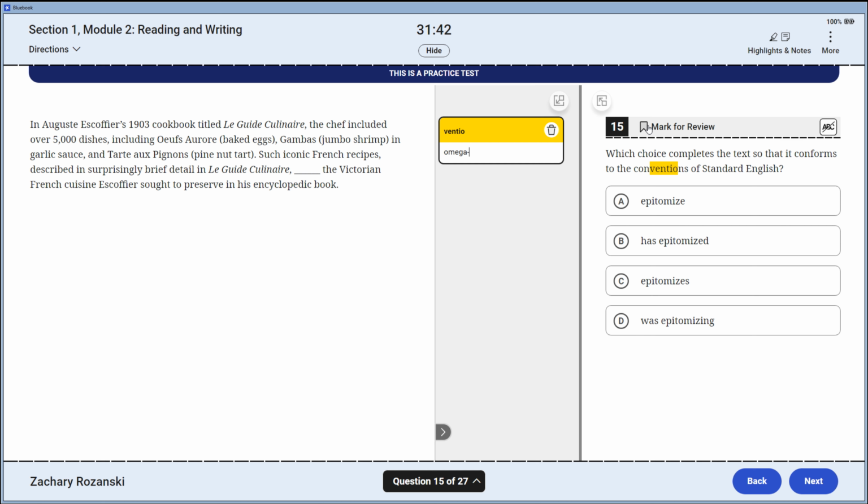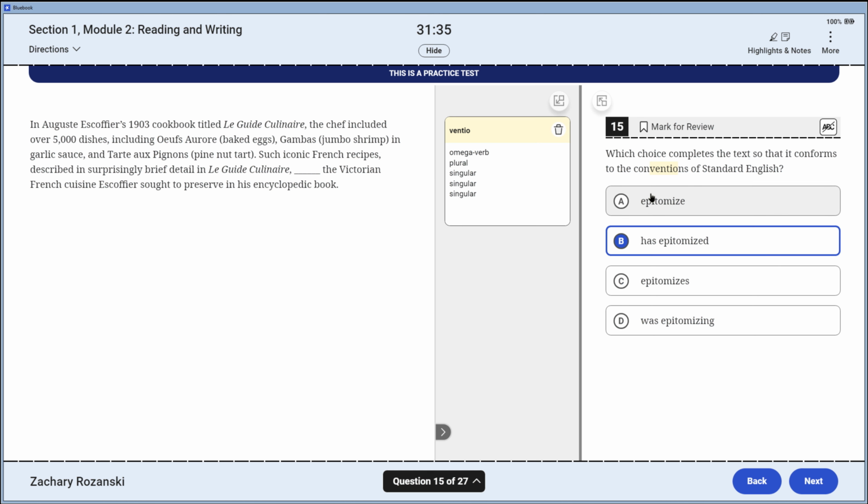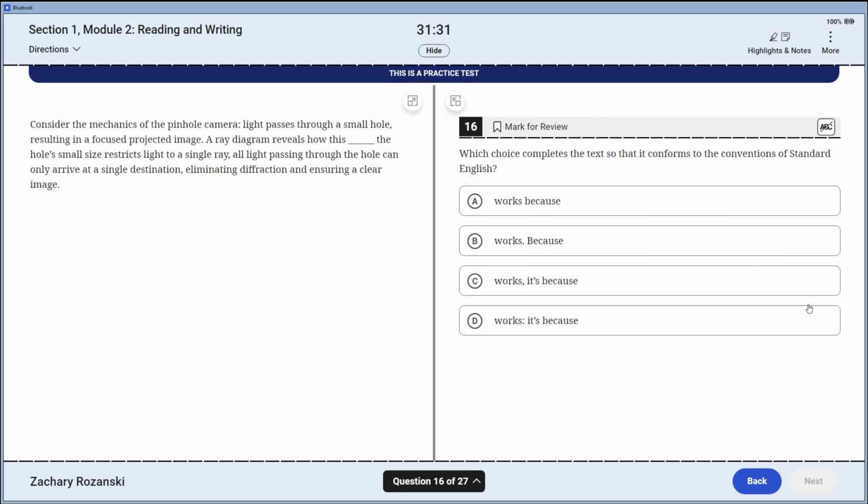We've got the omega consideration of verb. I've got a plural, a singular, and a singular. What a strong start. I'm going to bias the odd man out, go looking for a subject, go over my bridge, and land on recipes. Everything seems to be good there.